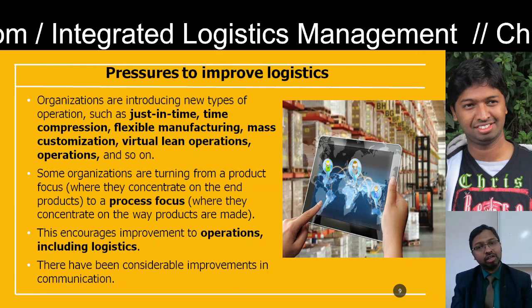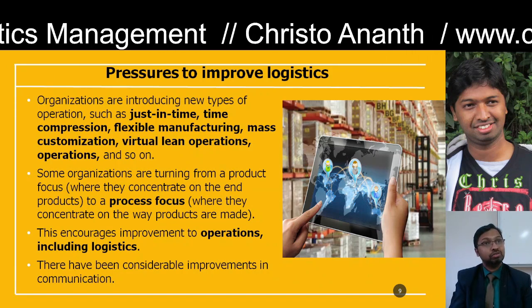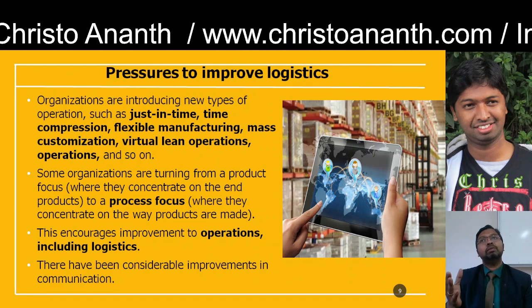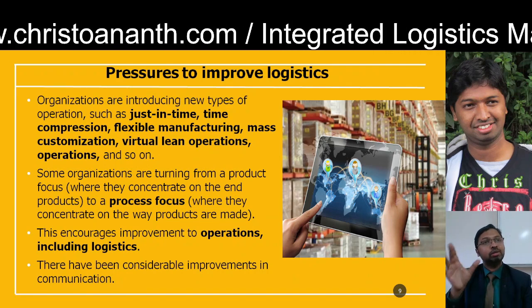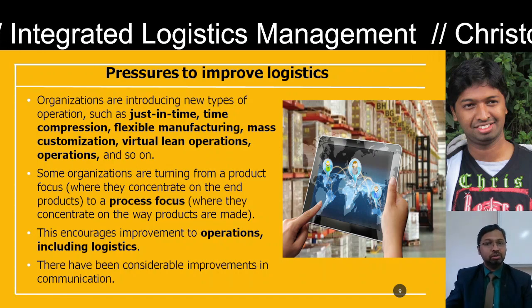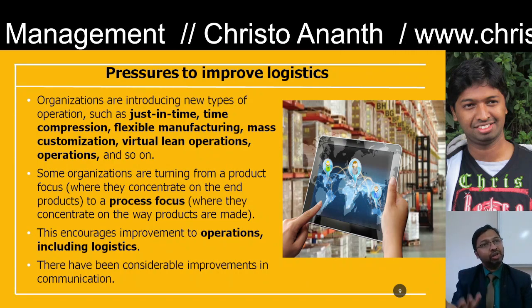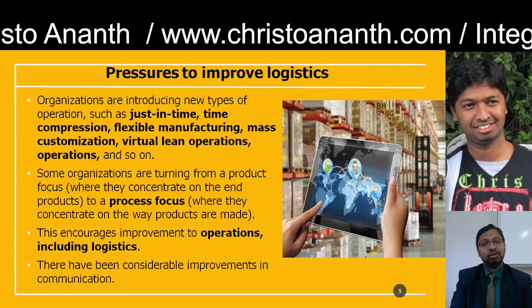Organizations are also turning from product focus to process focus. Of course, everybody thinks about the end result, but you have to think about the process. If the process is good, definitely the end result should be good. So that is where you concentrate on the way in which the products are actually manufactured, and that will definitely improve your operations.